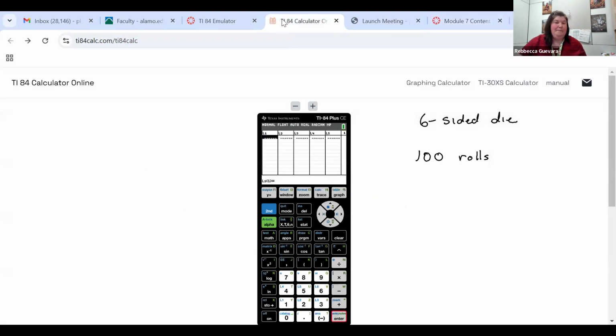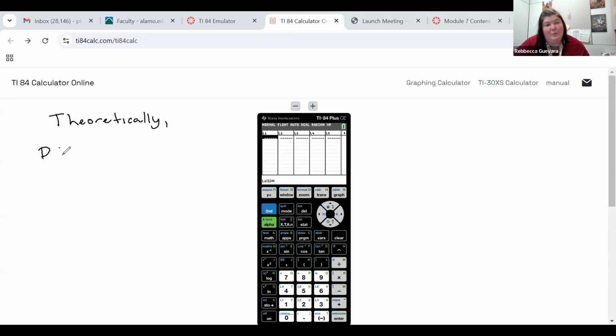Okay, so let's go back here. So theoretically, if I have an 8-sided die and I want the probability of rolling a 5, I have 8 choices for my die, 1, 2, 3, 4, 5, 6, 7, 8, and only one of them is a 5. So the probability that I would roll a die and get a 5, if I have an 8-sided die, is theoretically going to be 12.5% or 0.125.